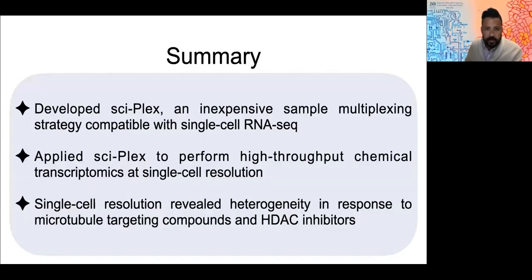Now, in summary for this part of the talk, we developed sci-Plex, an inexpensive sample multiplexing strategy that's compatible with high-throughput single-cell RNA-seq. We applied it to perform a chemical transcriptomics screen at single-cell resolution, and that single-cell resolution revealed heterogeneity in response to microtubule targeting and HDAC inhibitors.